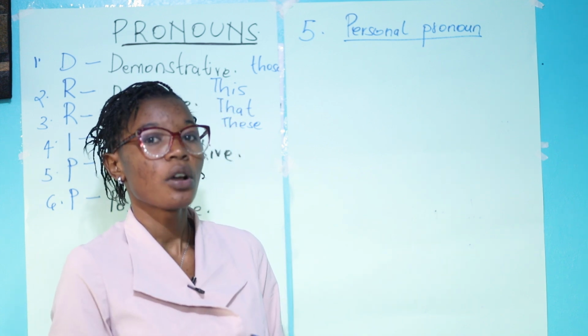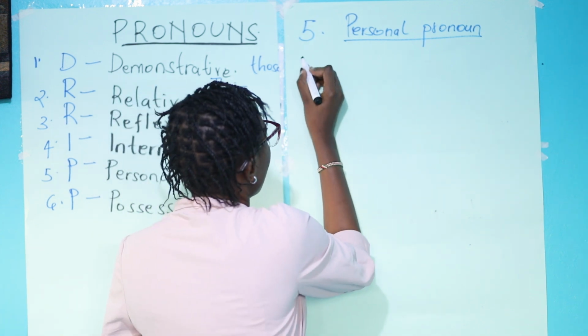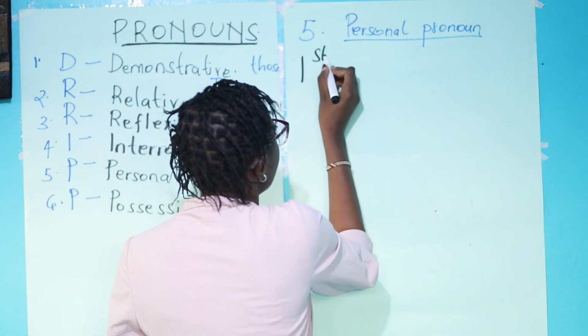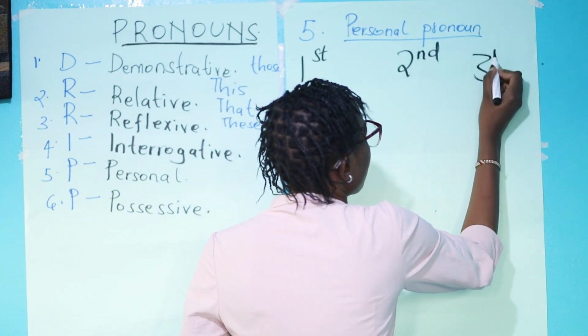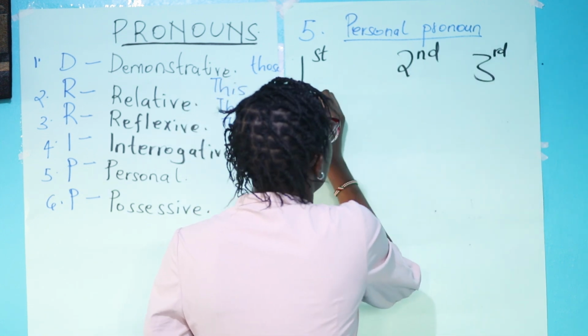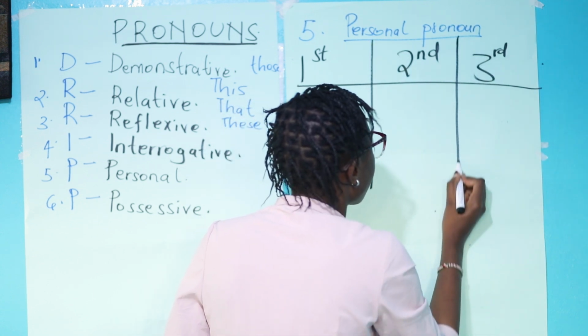And now let us look. What is first person, second person, and third person? We have first person, second person. Let us draw our table.